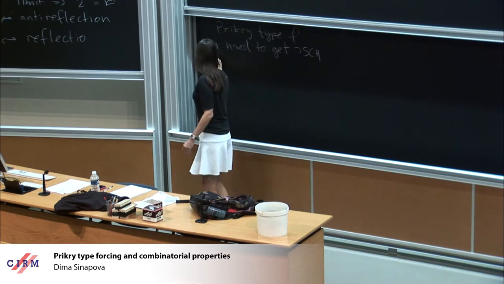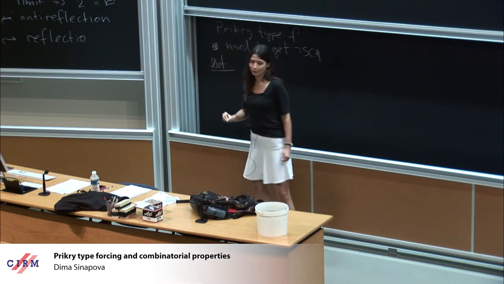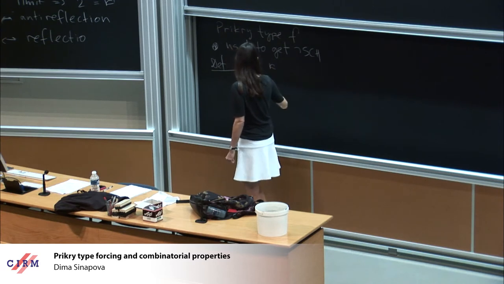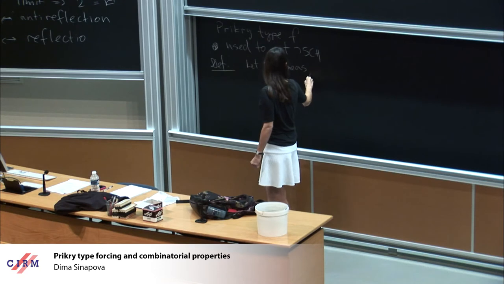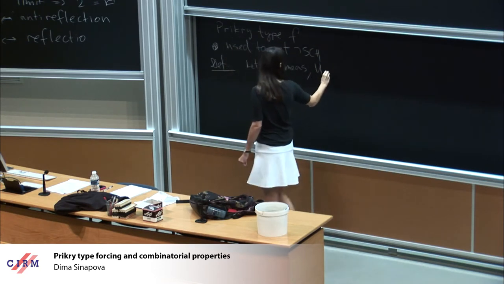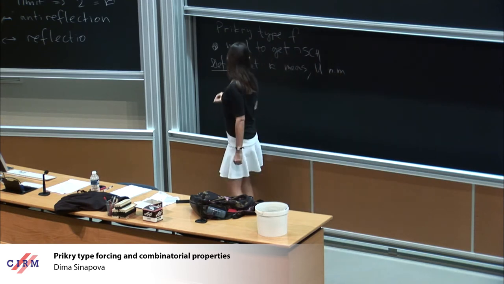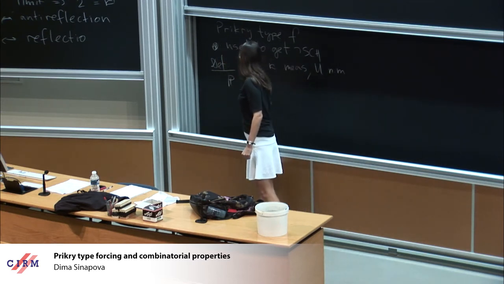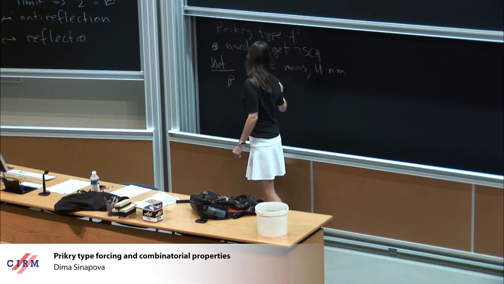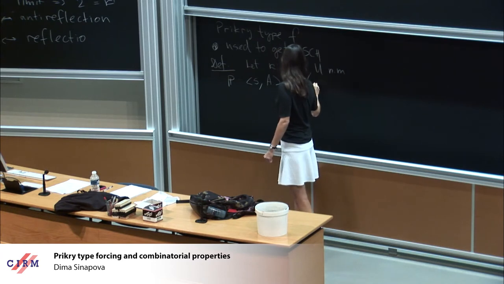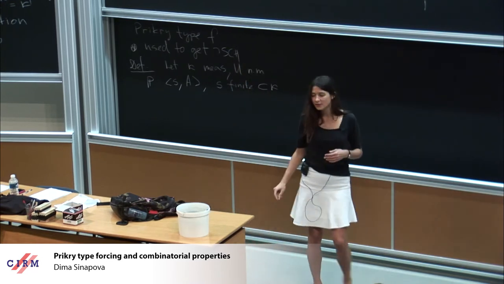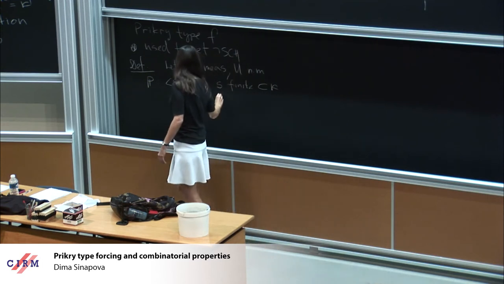So let me first give a very quick definition of just the old-fashioned vanilla Prikry. Definition: let kappa be a measurable cardinal, U a normal measure on kappa. Then P is the forcing with conditions that are pairs (s, A), where s is a finite increasing set of ordinals in kappa, and A is a measure one set.